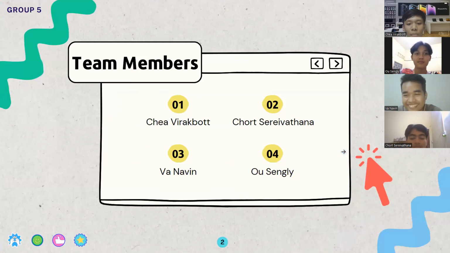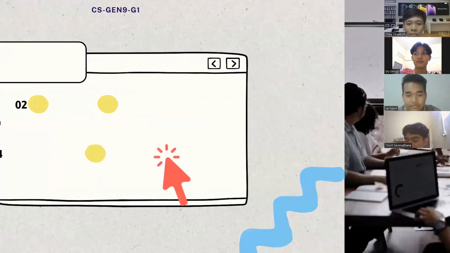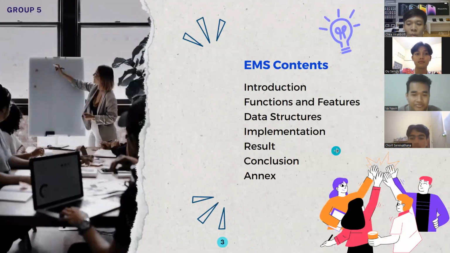So here are our team members. We have 4 members. Before we explain, we want to tell you about our content. We have 7 main sections, which include introduction, function and feature, data structure, implementation, result, conclusion, and annex, which is the program screenshots.